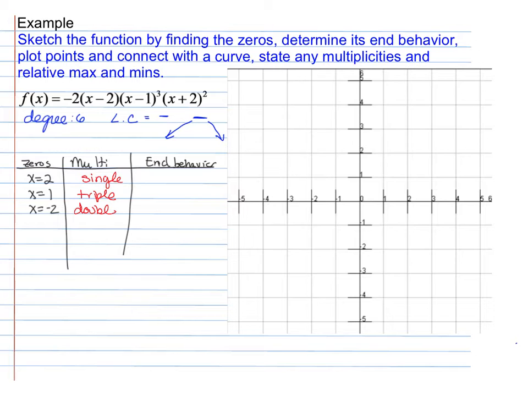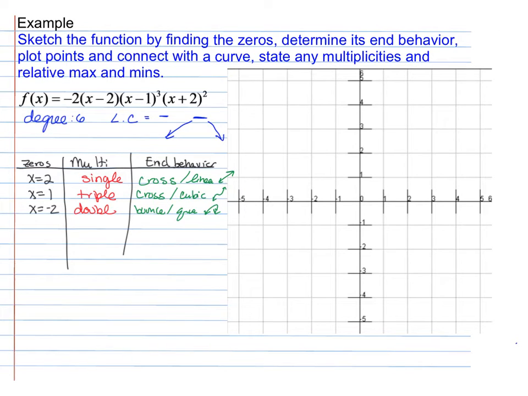The single lets me know that it crosses, and it looks linear. So one more time, it looks like a line. A triple crosses, and it looks like a cubic, so something that looks kind of like that. And the double bounces, and it looks more like a quadratic. So something like that, or vice versa.